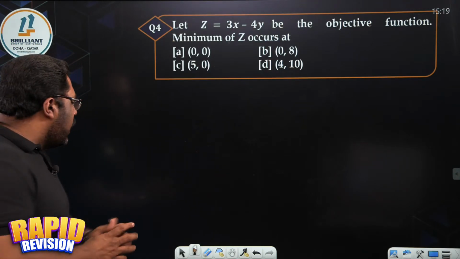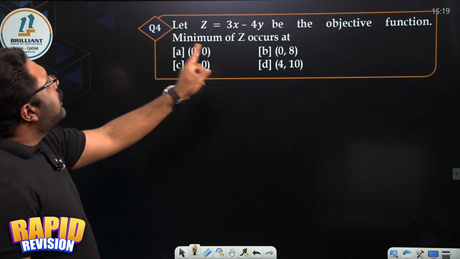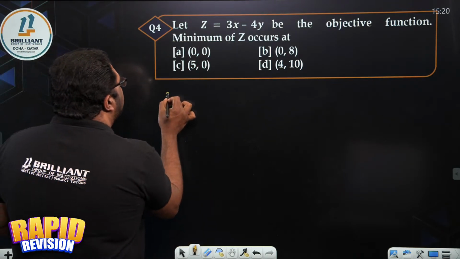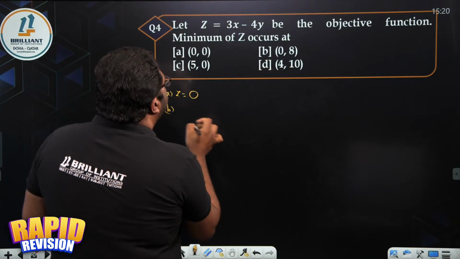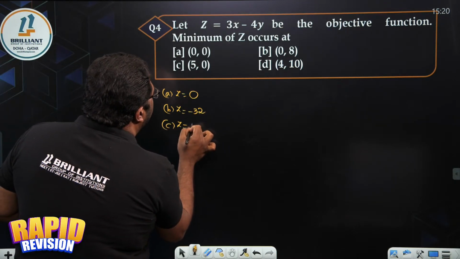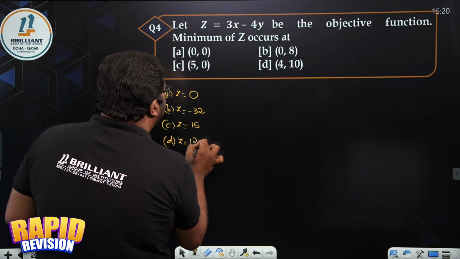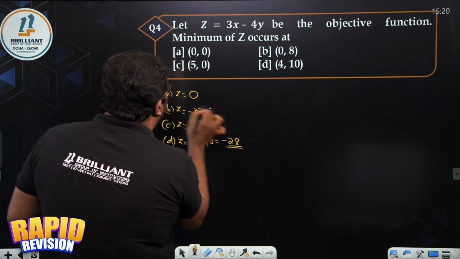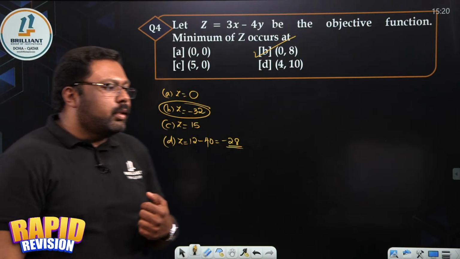Very simple questions. Quickly I can tell the answers. z is given to you. This is the objective function. Minimum of z occurs at which point? So for each point find z. For the first option, z is equal to 0. For the second option, z is equal to negative 32. For the third option, z is equal to positive 15. For the fourth option, z is equal to 12 minus 40, which is negative 28. So we saw that the z value is minimum at minus 32. Option B.